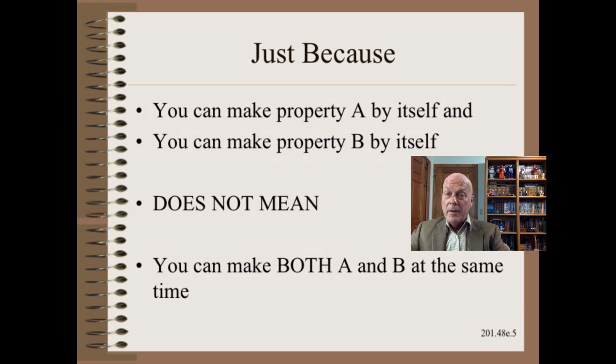Processes and properties are seldom commutative. By that I mean A plus B is not the same as B plus A. More specifically, just being able to make A by itself and B by itself does not mean that you can make A and B at the same time.